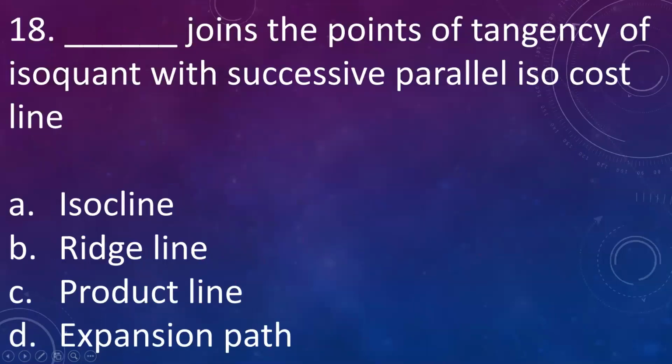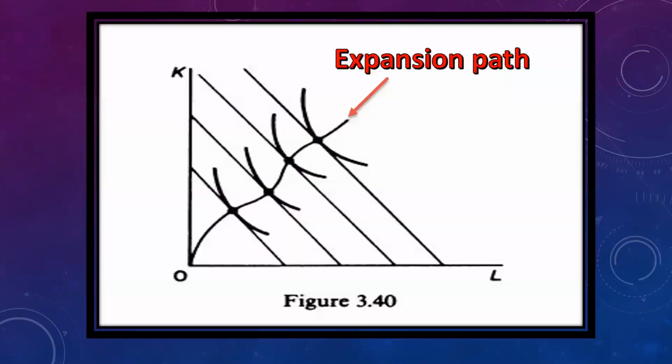Our next question is, dash joins the point of tangency of isoquant with successive parallel isocost line. A, isocline, B, ridgeline, C, product line, D, expansion path. The answer is expansion path. Expansion path joins the points where isoquant is tangent to isocost.